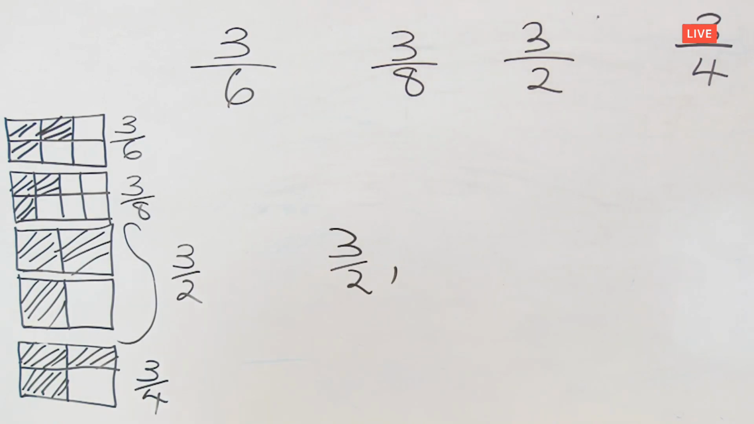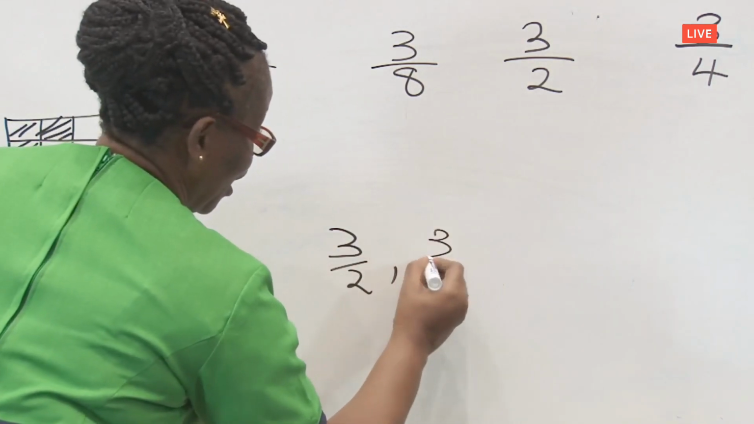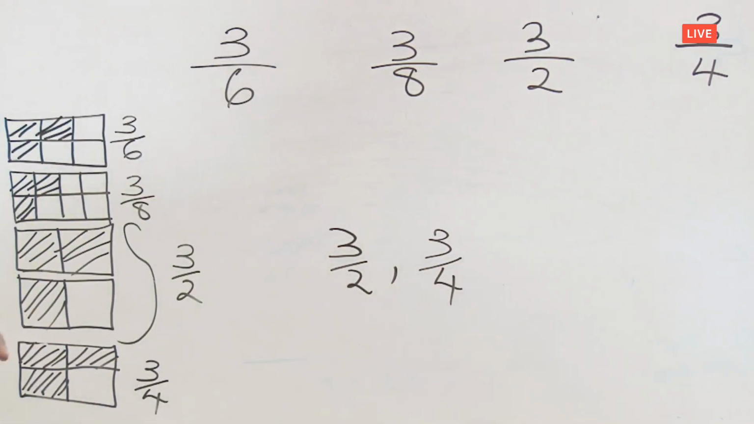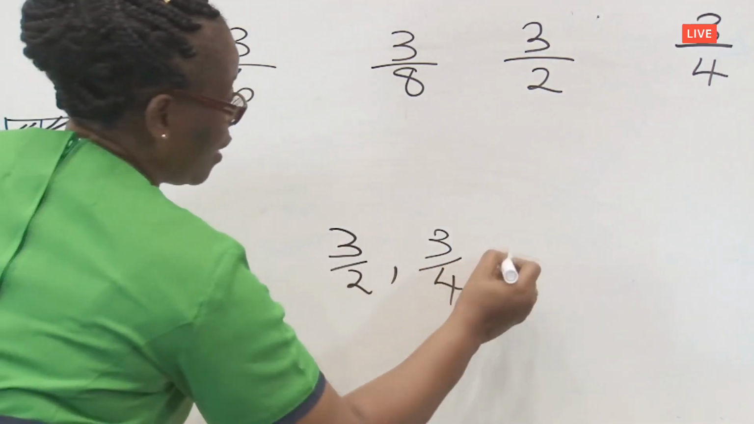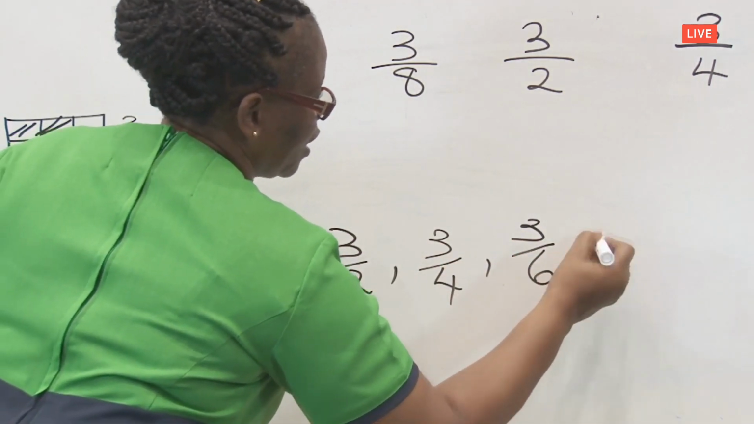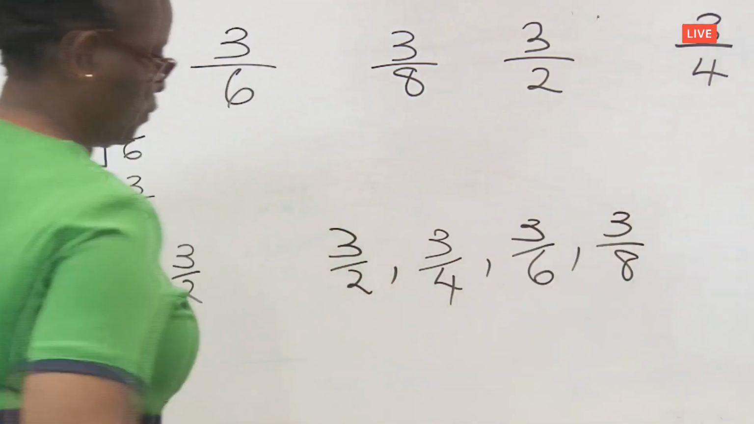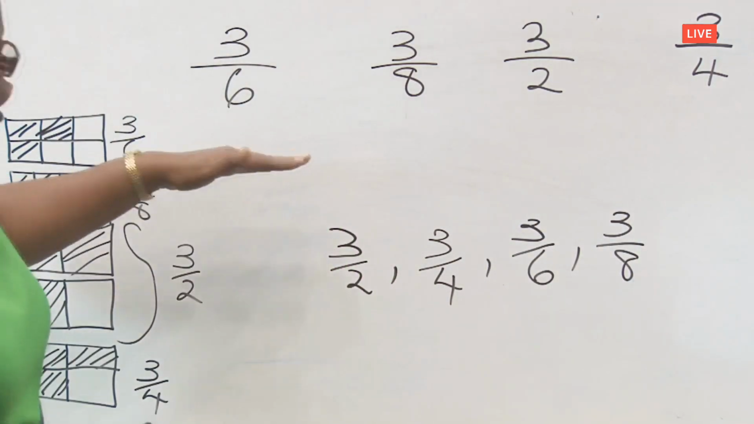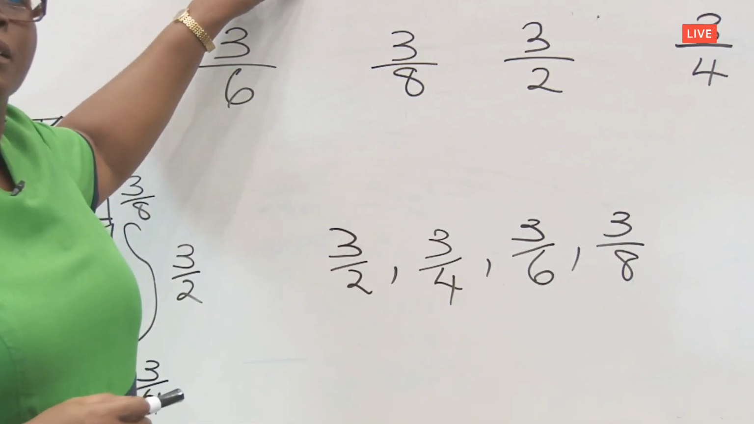Let's look at our diagram again. What did you say? Yes, 3/4. Yes. So we have 3/4. How do you know the smallest is 3/8? Okay, yes, you can see it here. So 3/8 is the smallest here. 3/6, these pieces are bigger, so 3/6 is bigger. So the next would be 3/6, then we have 3/8.